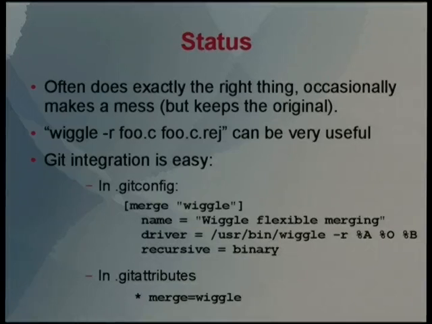So where is it? Well, it often works, but occasionally makes a bit of a mess. And I say wiggle -r foo.c foo.c.rej; I've got a script that does that. It does that, then throws me into an editor for foo.c and fixes everything up for it. That's how I used it for a long time. I don't think Git's merge resolution is as good as I'd like it to be, and Git's very configurable, so you can tell Git roughly like that to use wiggle to merge things.